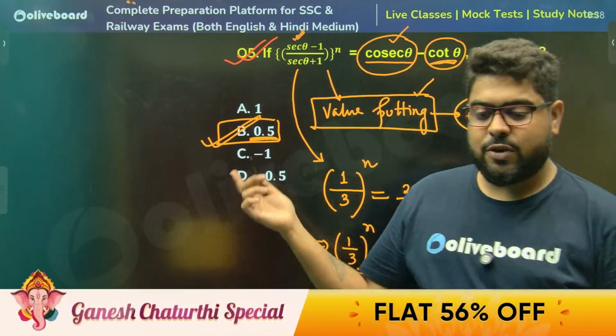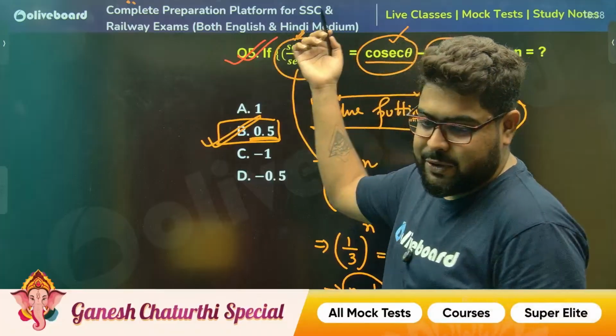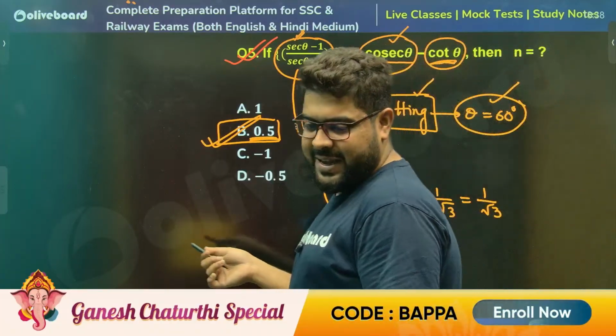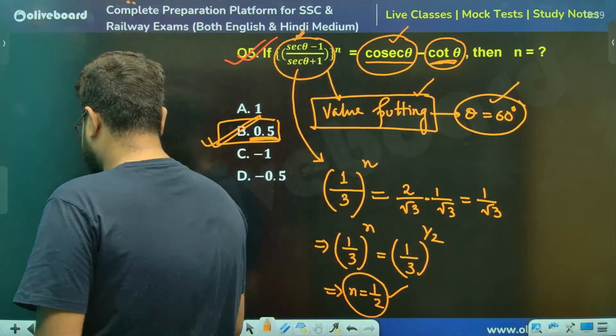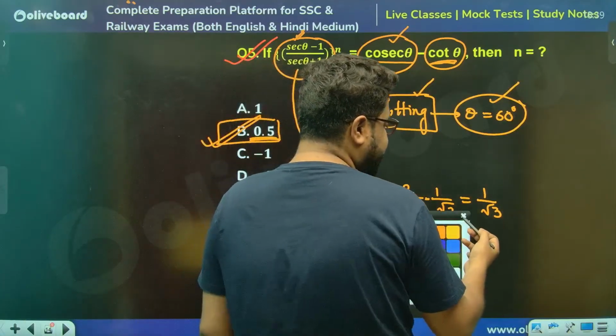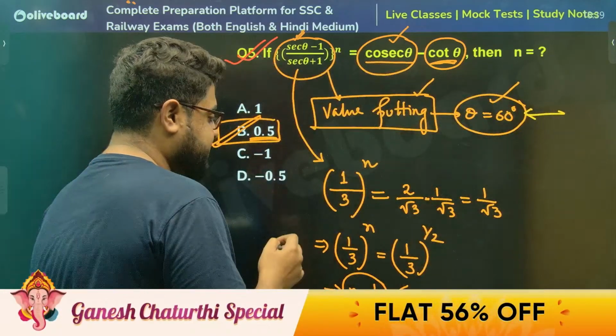Yes, Amalesh, you can go like that as well. If you know this is cosec minus cot, then it's a beautiful thing. But yeah, very, very good. Okay, perfect. Now, but again, if you don't know that much, if you're not very comfortable with identities, then value putting will be the best way to go. Perfect.